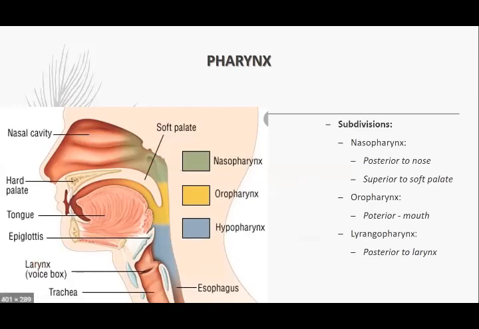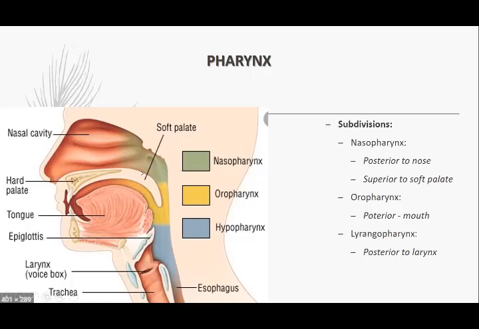The pharynx, for convenience, is divided into three parts. Okay? The nasopharynx, oropharynx, and the laryngopharynx. These subdivisions are according to the surrounding area. Okay? This is the nasopharynx in green. It is lying posterior to the nose. This is the nose. So this nasopharynx is lying posterior to the nose. That is why it's called nasopharynx.